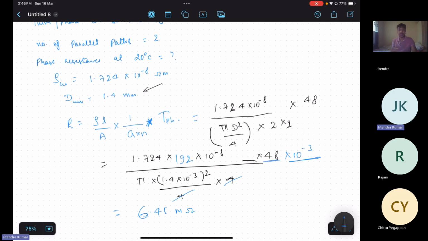So that's why we have to add one more 10 raised to power minus 3. And actually, if you see the assignment problem, I think 6.45 milli was in the option. So it was designed very carefully.